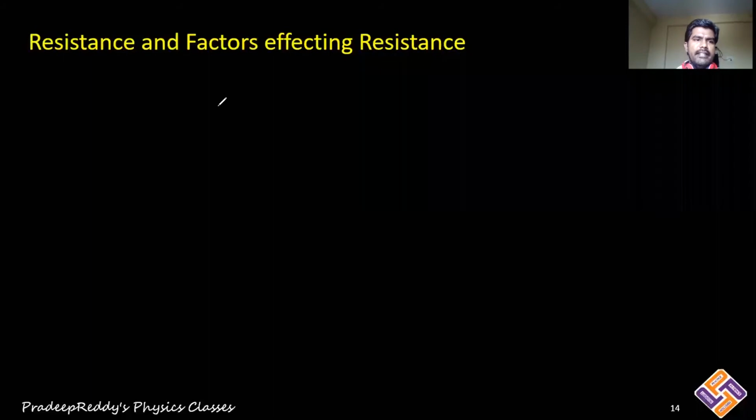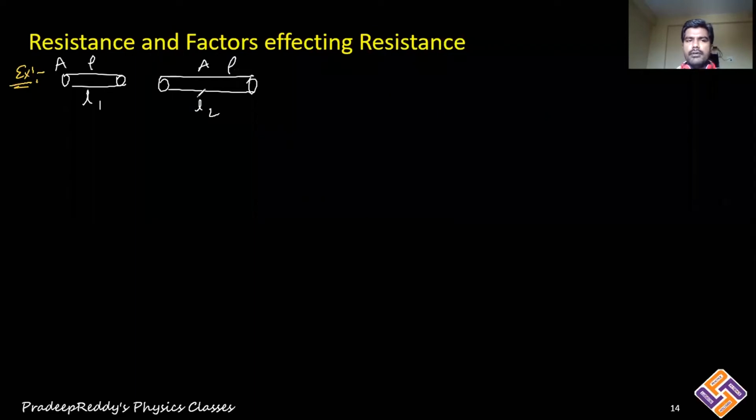So students, let us take a few examples. Suppose you are taking a conductor. It has length L1 and its area of cross section is A. You are taking another conductor whose length is L2 but area of cross section is A. The resistivity of this and of this is the same. In such a case, how do you write? Only length is variable. R1 by R2 is equal to L1 divided by L2.